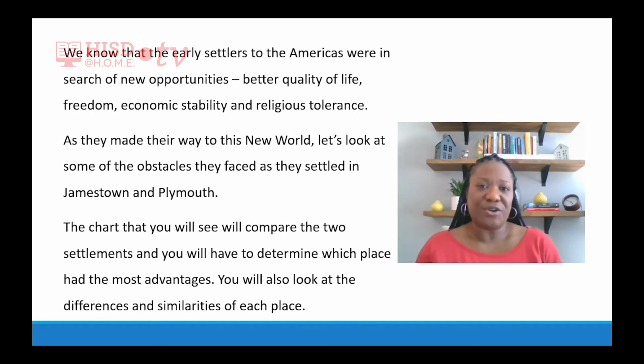We know that the early settlers to the Americas were in search of new opportunities, better quality of life, freedom of religion, economic stability, and religious tolerance. As they made their way to this new world, let's look at some of the obstacles they faced as they settled in Jamestown and Plymouth. The chart you will see will compare the two settlements, and you will have to determine which place had the most advantages. You will also look at the differences and similarities of each place.